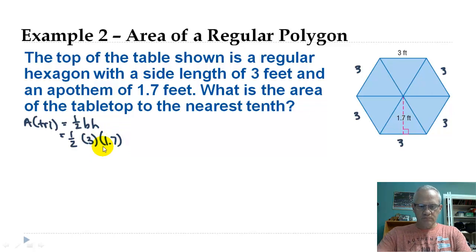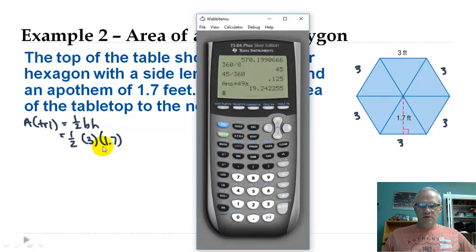Okay. All right, calculator. And so let's just go 3 times 1.7. And then remember what I can do, since it's times 1/2, I could just as easily go divided by 2. That would be just as easy. So it looks like 2.55.